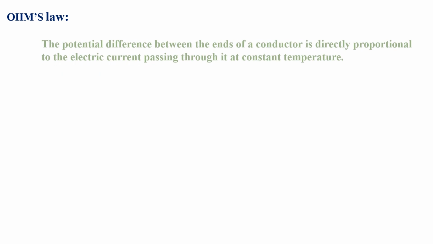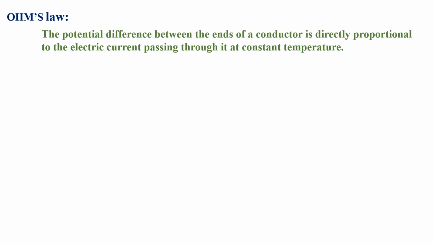Now, let us know about Ohm's law, Nana. What is Ohm's law? The potential difference between the ends of a conductor is directly proportional to the electric current passing through it at constant temperature. This is important, constant temperature. The potential difference between the ends of a conductor is directly proportional to the electric current passing through it at a constant temperature. This is Ohm's law definition.